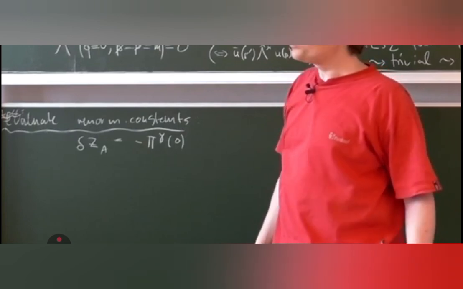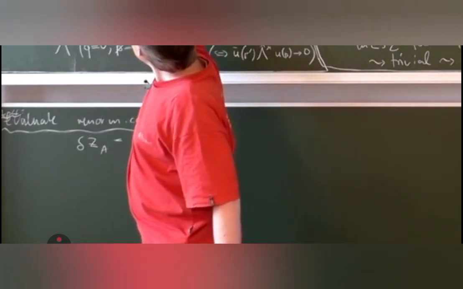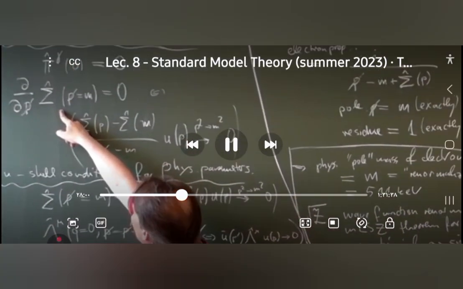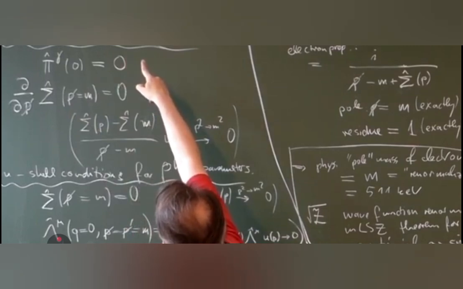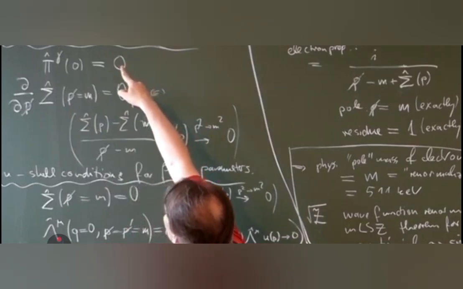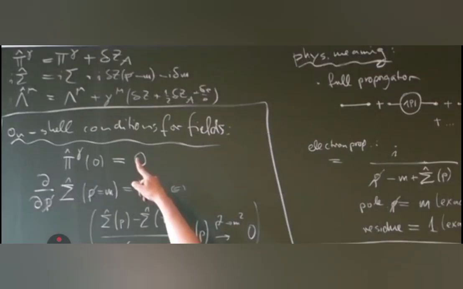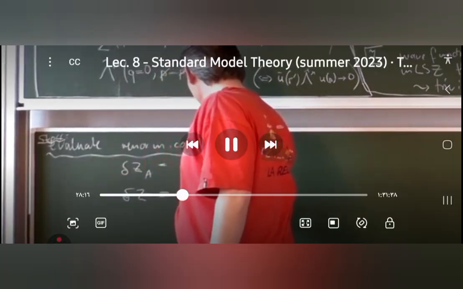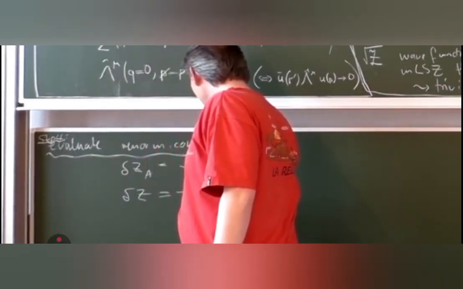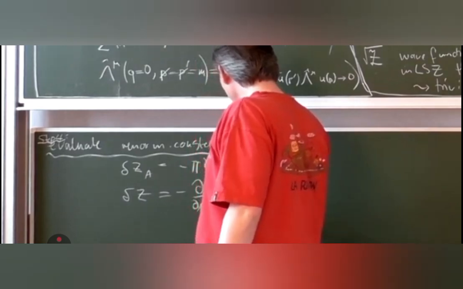Okay. Next. So the next condition is this one. Derivative of sigma hat with respect to p slash. So what does it give? It gives the derivative of sigma without hat plus delta z. So from that we obtain delta z is equal to minus d by dp slash of sigma without hat at p slash equal m.